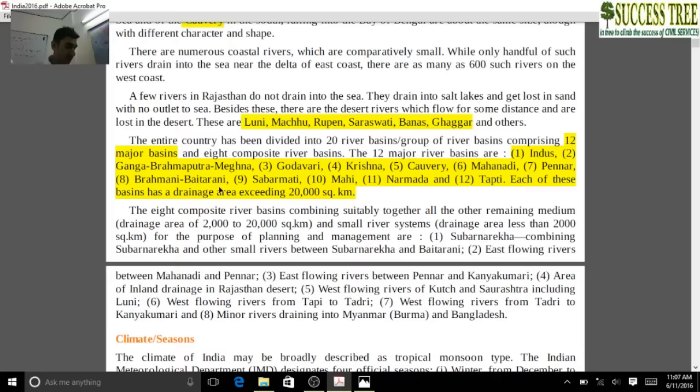Do you see there? Brahmani Baitarani. How is it important? You see, on the banks of the Brahmani Baitarani, you find Bhitarkanika. Do you look at Bhitarkanika? Bhitarkanika National Park, Wildlife Sanctuary, it is. You find it? It must be there somewhat south, southern part of it.